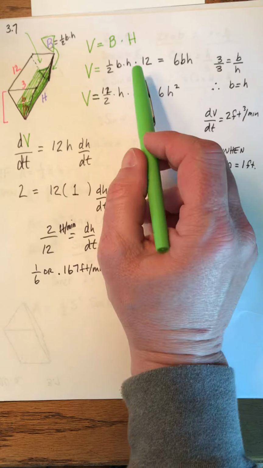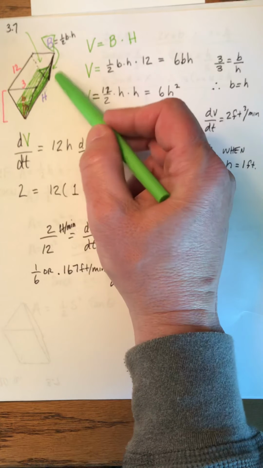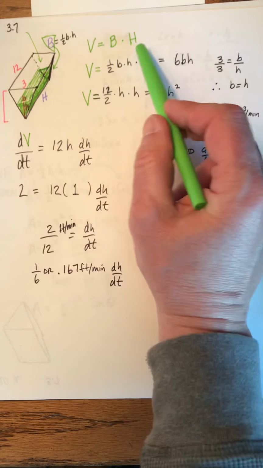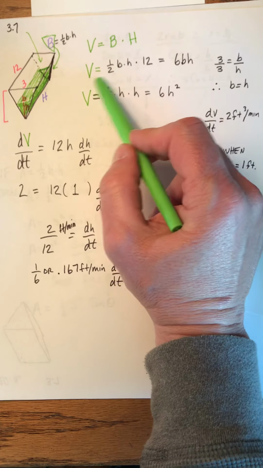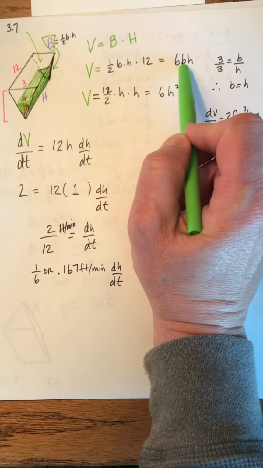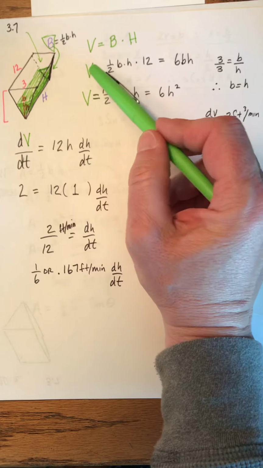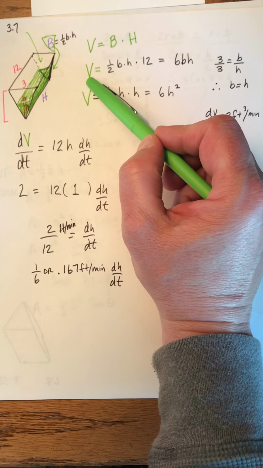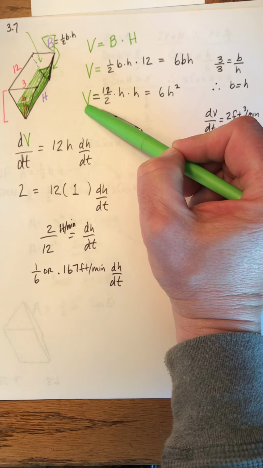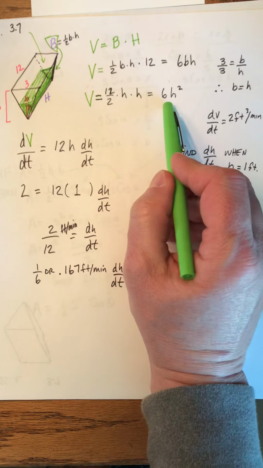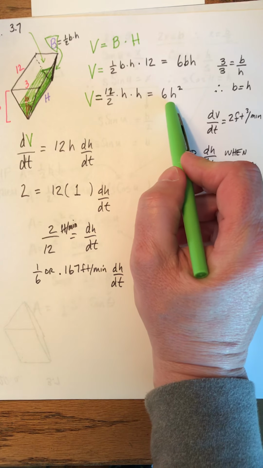So what we have is, the big height, which we could say is the depth or whatever you want to call it, is always 12. The volume equation is going to be 6 times the base times the height. That's the volume of the water. That's why I made it green. So if we simplify, the volume of the water equation is 6h squared.